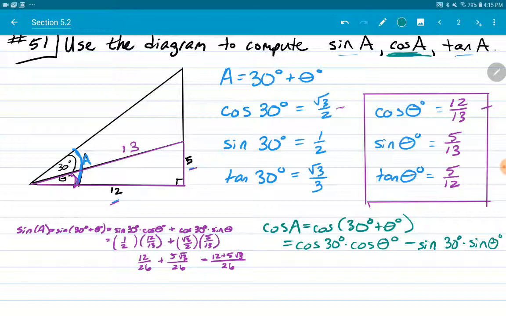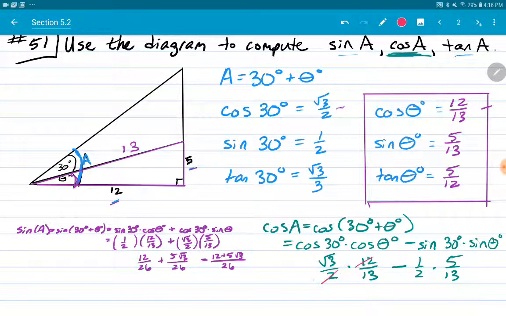And then we can plug and chug. Cosine of 30 gives me the radical 3 over 2. Cosine of theta gives me 12 over 13. Minus sine of 30 gives me 1 over 2. Sine of theta gives me 5 over 13. That gives me, can do a little bit of simplification here.